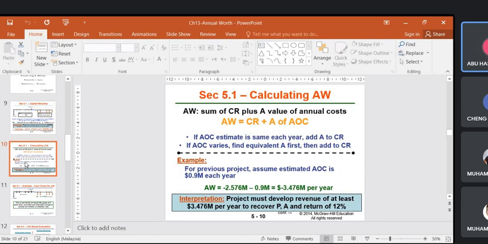Example over there, assume the estimated AOC is the same every year, 0.9 million every year. So AW is CR plus AOC. Then you get 3.476 million here.